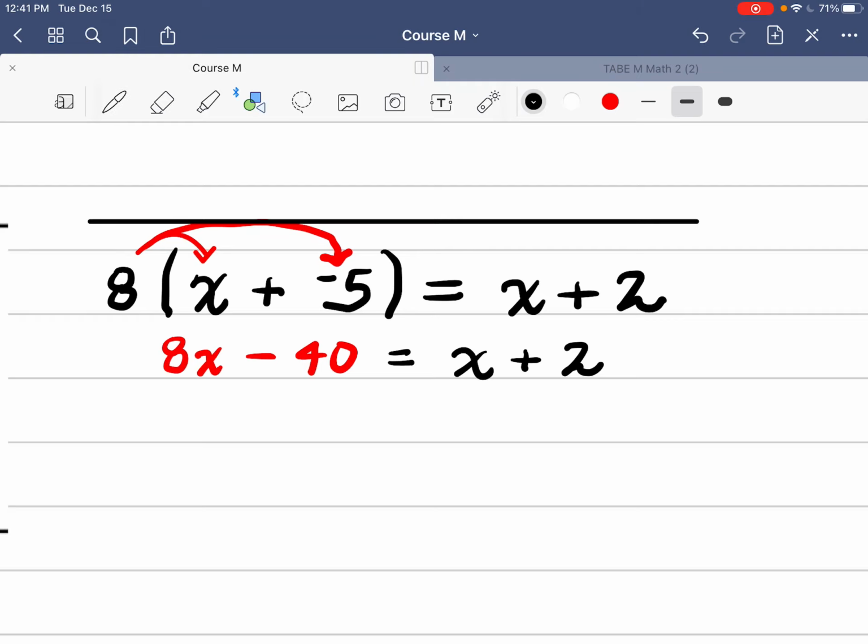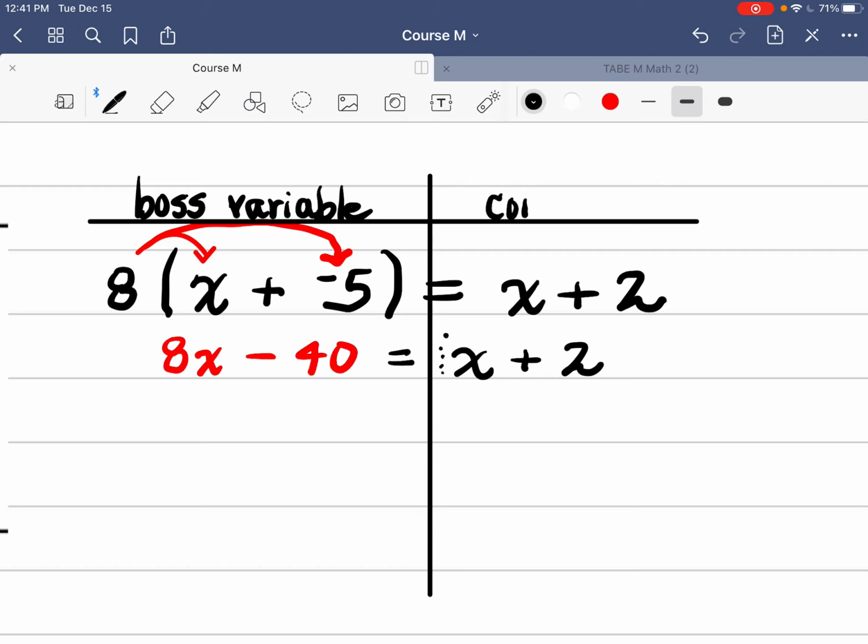Now you can draw your power T. You've got a 1x on this side and an 8x on this side. I'm going to let the boss variable go this way. And then the constants will go this way.